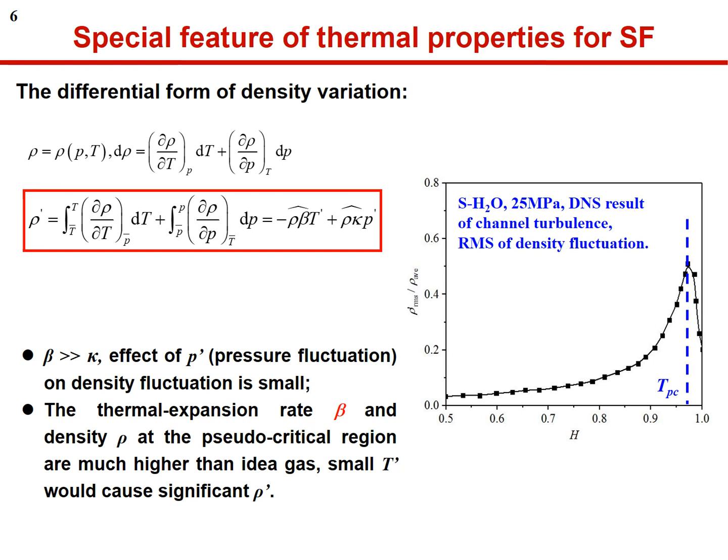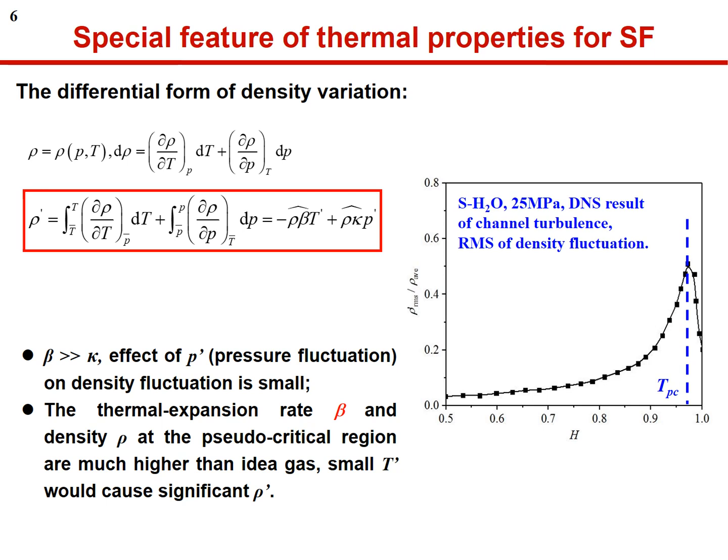In order to further reveal the cause of special turbulent properties, the density fluctuation is analyzed. Here, the variation of density is expressed as a function of the temperature variation and the pressure variation. By integrating this equation from instantaneous density to average density, the differential form of the density fluctuation is presented in this equation. We can see that the density fluctuation is related to both the thermal expansion rate and isothermal compressibility. Because the former is much greater than the latter, the effect of pressure fluctuation on density fluctuation is small.